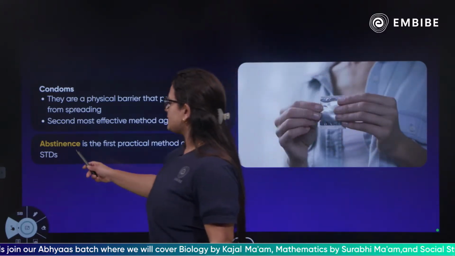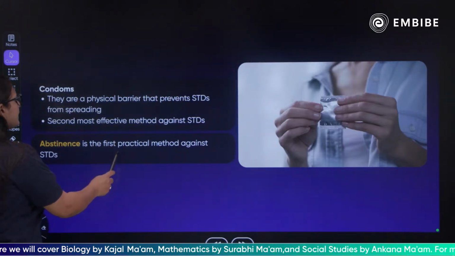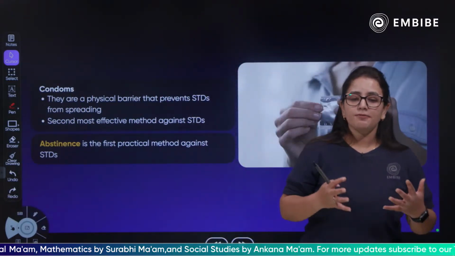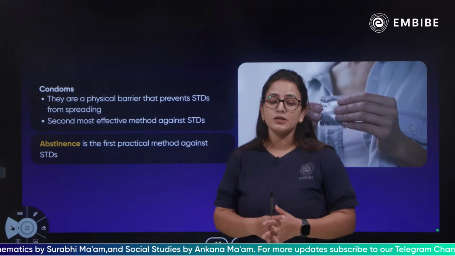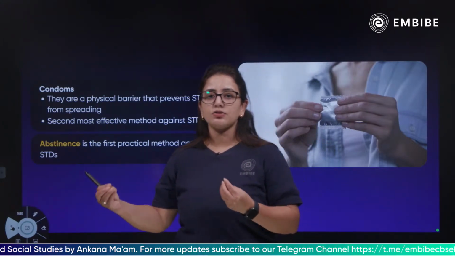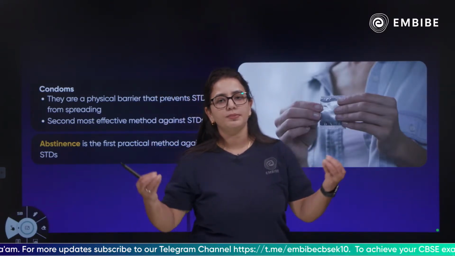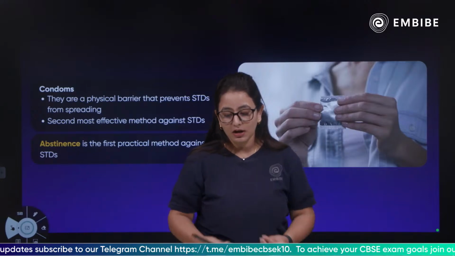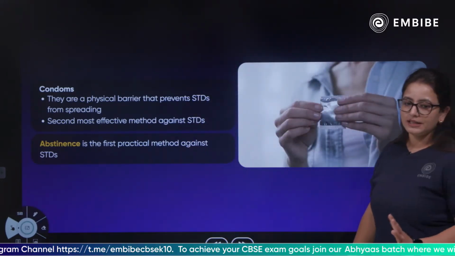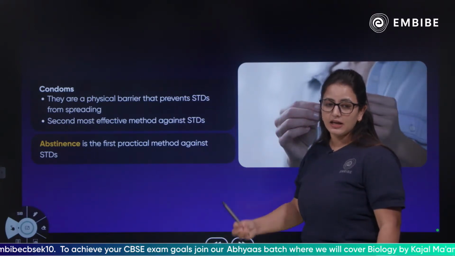What is abstinence? It is the practice of restraining oneself from indulging in sexual activity. Abstinence is the first practical method against STDs. It means not being involved in any kind of sexual activity. You also have to be medically aware, and if you have a partner, practice protection against STDs. So abstinence is the first practical method against STDs.